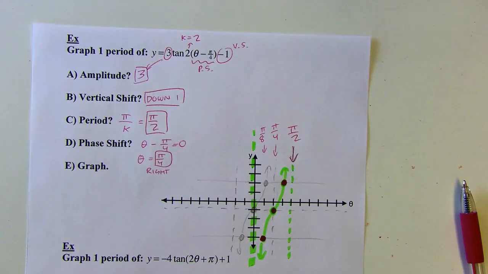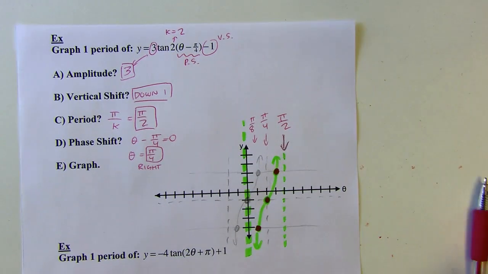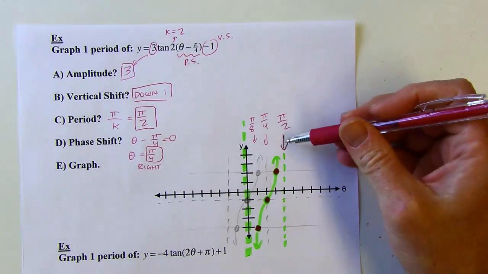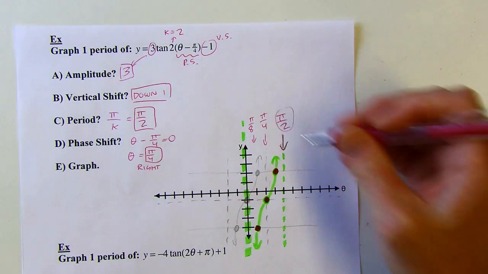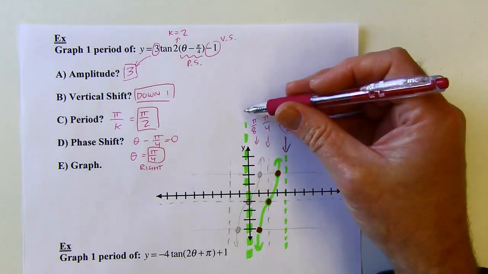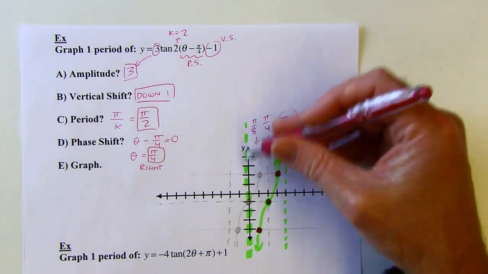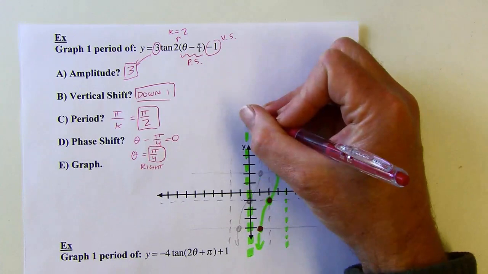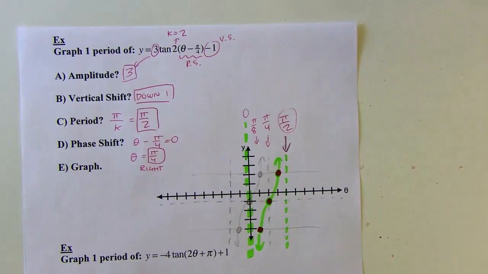Okay, so I want you to always label where your cycle ends, which I have the pi over 2 here, and where it starts. You don't really need to label the y-axis because we can see that that's 0, but if you wanted to, that would be 0, right? Okay, so let's try another.